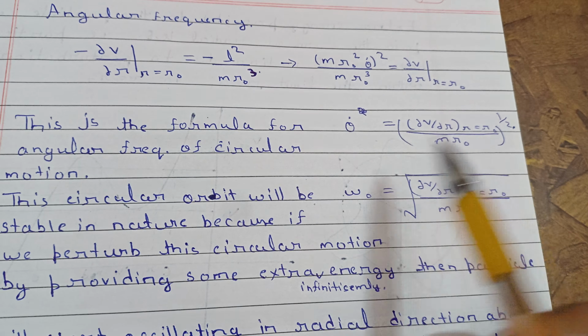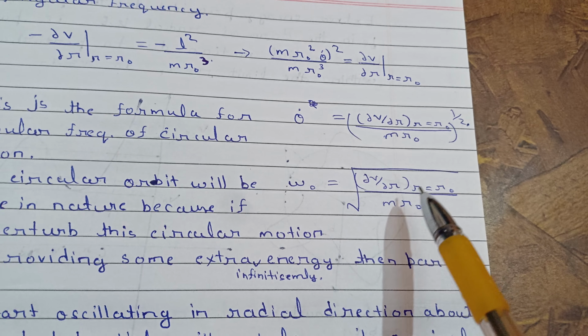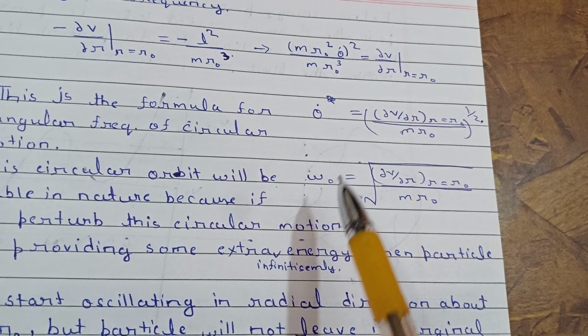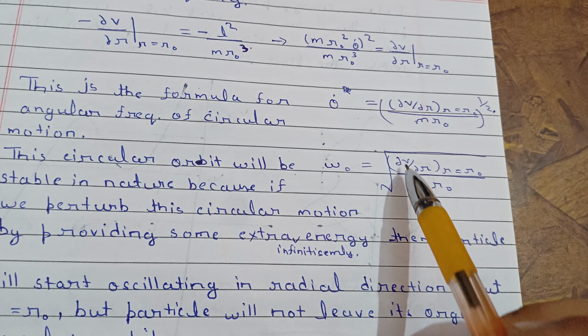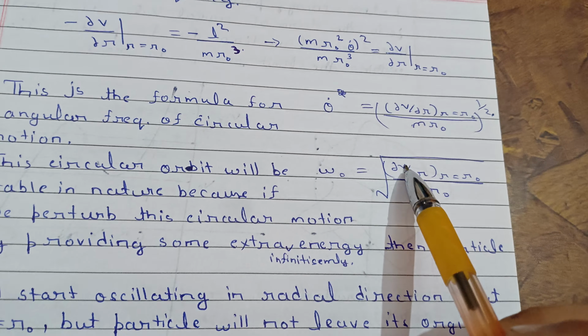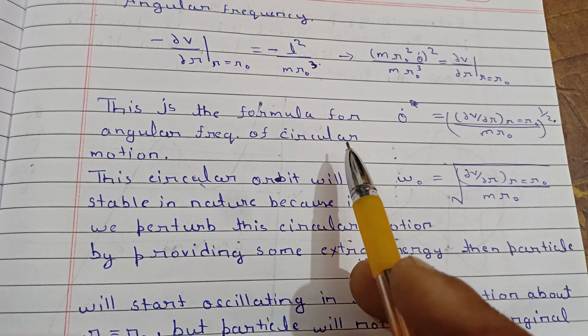So the frequency of the circular motion is nothing but del V over del r at r naught, over m r naught. So remember this formula, very important. Here it is V, not V effective, so it is the V which is inside this combined term; we'll use this term as V in this formula. Okay, so that's how you can find the angular frequency of the circular motion. This is the formula for angular frequency of circular motion.